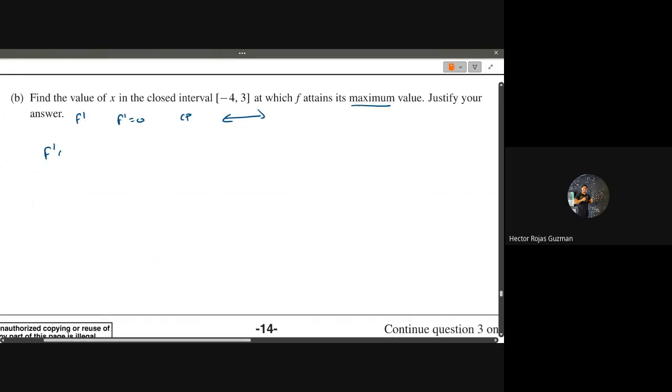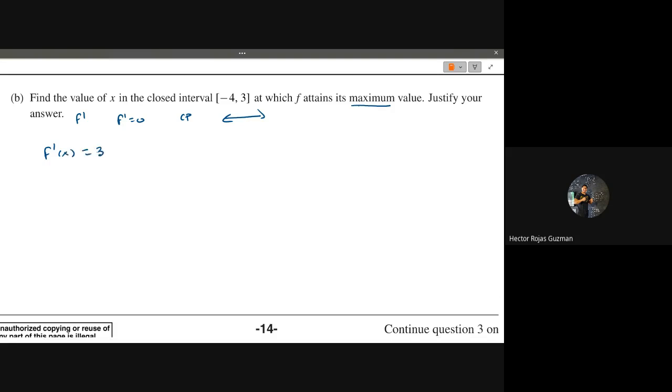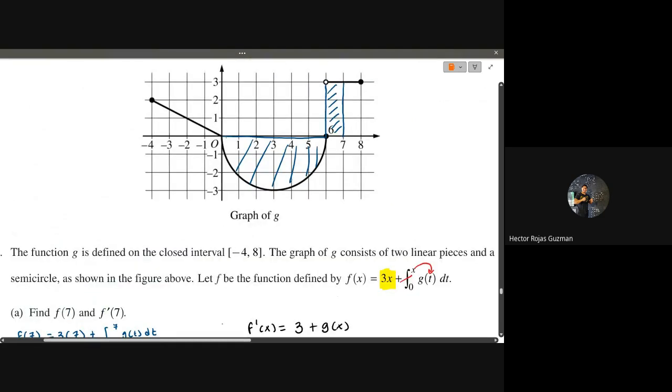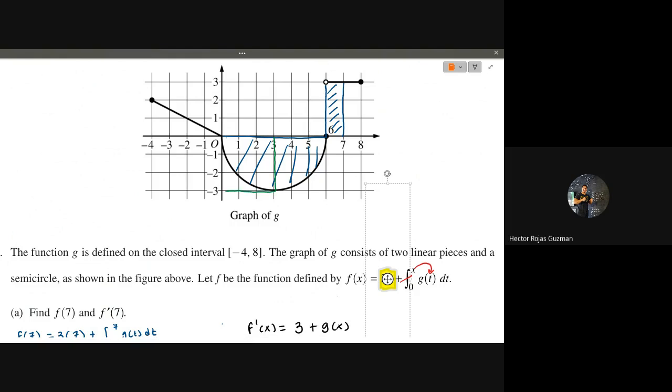Well, we already established that f prime of x equals 3 plus g of x. Then you set it equal to 0. Then you solve for x. And then you ask yourself, where does the function g attain the value -3? And that's at the bottom of the circle. Let me show you real quick. That's right here. Where does it attain it? At x equals 3.